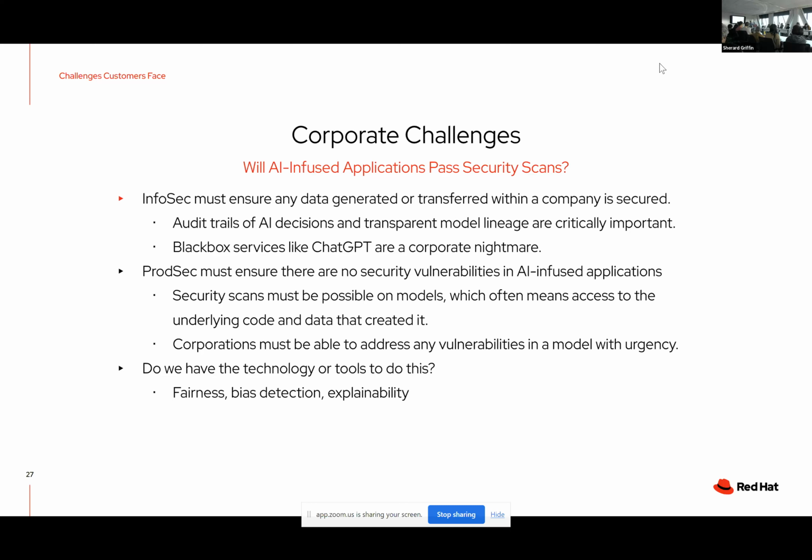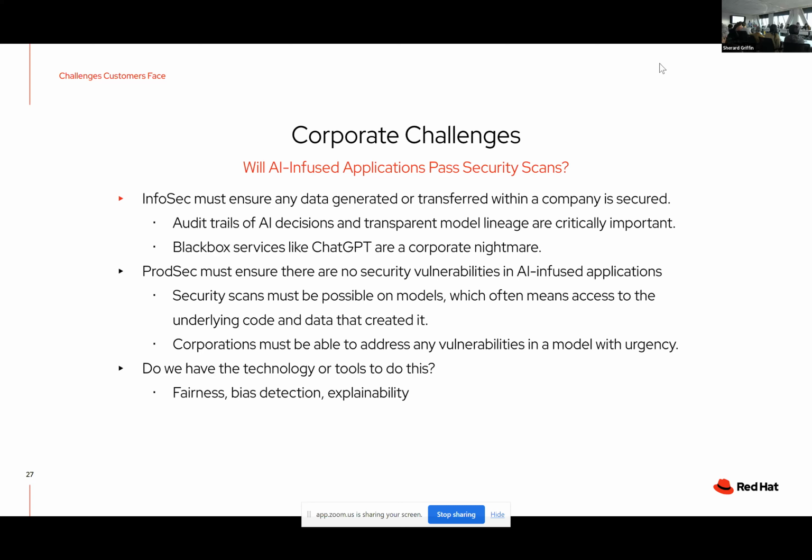One of the things I really wanted to touch on, there are two more subjects here, and then I'll open it up. The corporate challenges. This is an important one because no matter how good your AI-infused application is, it can always be shut down by InfoSec or ProdSec. If you look at it from an information security perspective, their whole goal is to protect the data of the company. If you created some AI-infused application and you're sending your data up to ChatGPT, guess what? When you try to deploy that into production, they're going to shut that down and tell you to redesign the application. They also need audit trails. As an AI model is making a decision, they need to be able to know what decision was made.